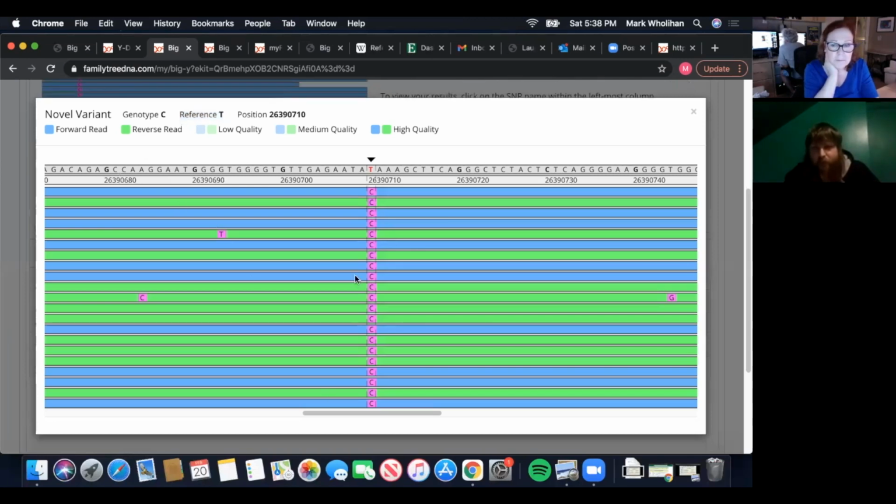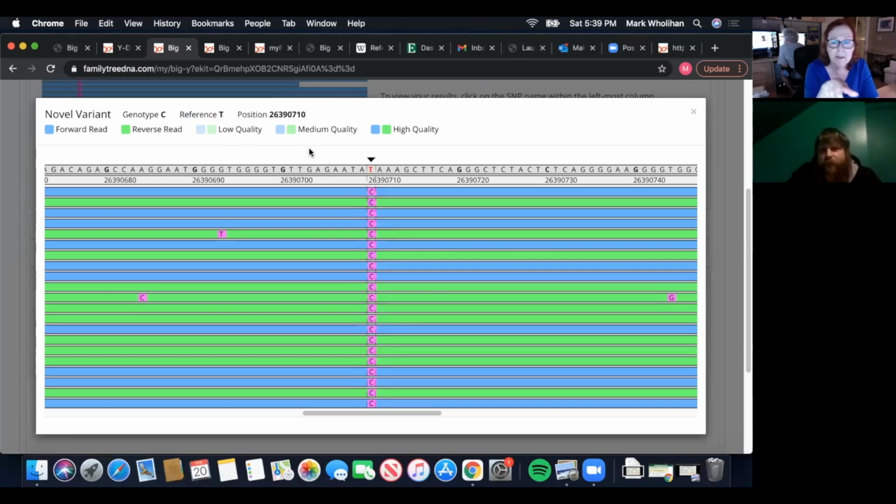And every single time they had a C. So it's a pretty high confidence level that your dad has a C here and not what they expected, which was a T. And that's how they come up with that. He does have a SNP here because everybody else has a T, but your dad has a C.